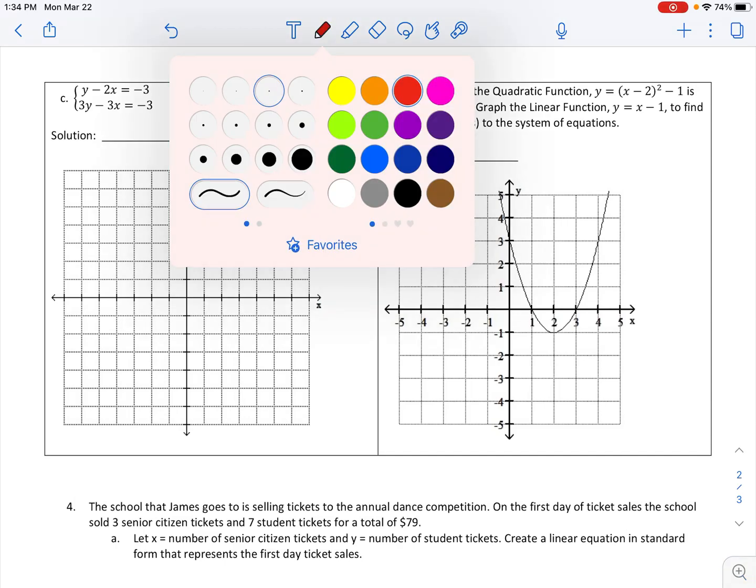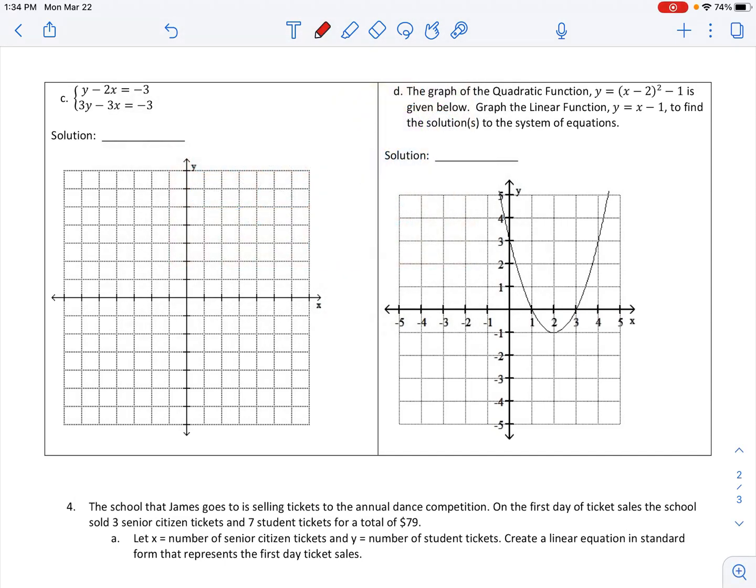Okay, for letter C right here. Now, neither equation has y by itself. So what I want to do on letter C then is go ahead and take that top equation. All I have to do is move that negative 2x to the other side. And to do that, I'm going to add a 2x. And there we go. I now have y by itself.